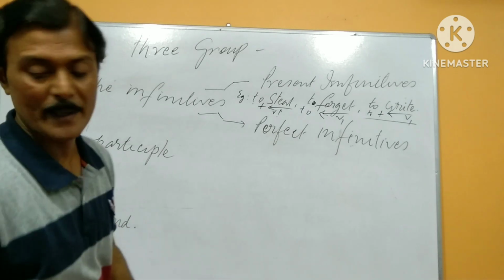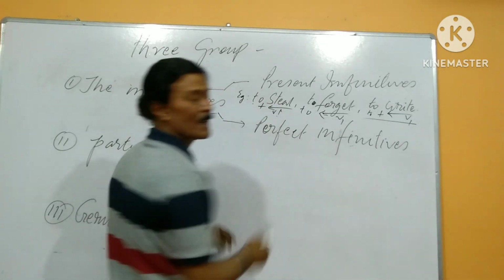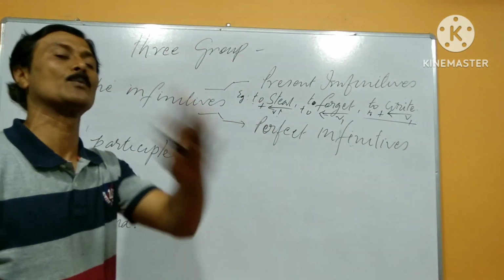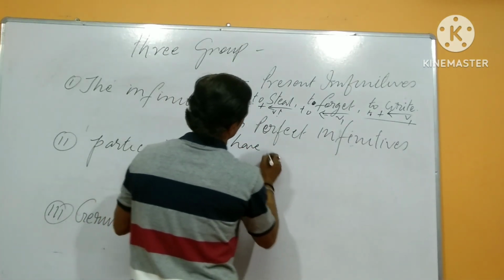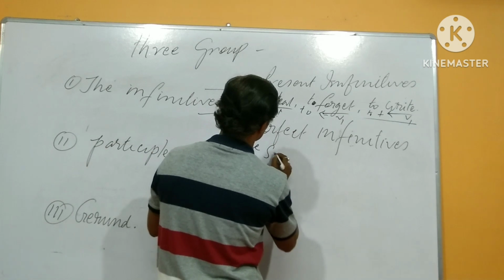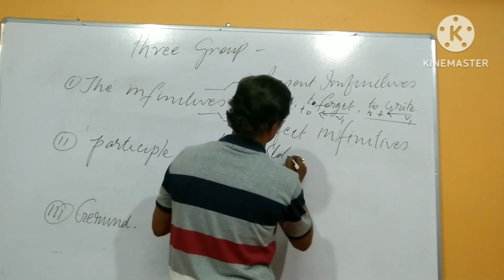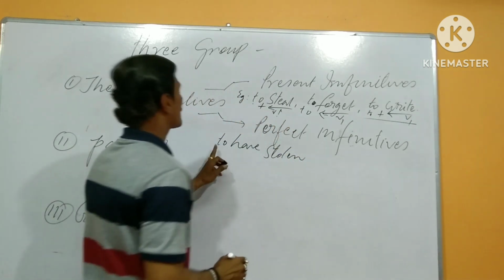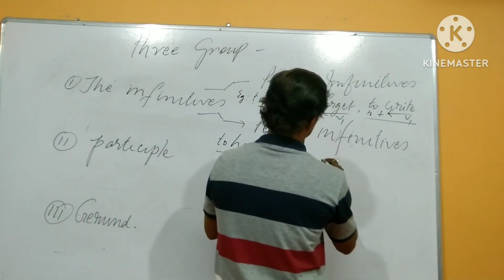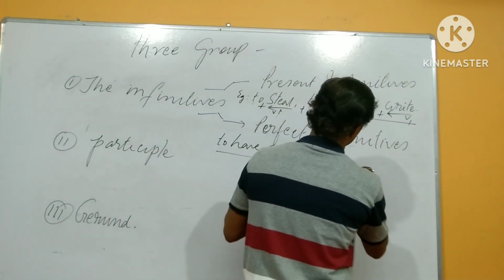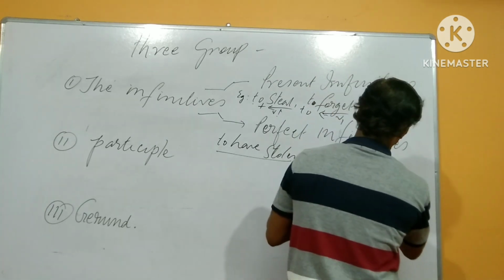Second one, perfect infinitive. Hard to write. Same word, if I noted there, all of you be clear. Okay? To have stolen means perfect infinitive. Next, to have forgotten.